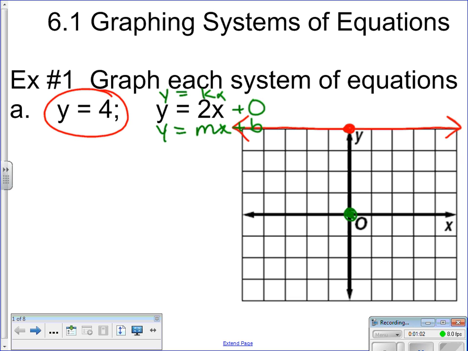Now the slope is in front of the x. That's going to be 2 over 1. So from 0, go up 2 over 1, and then put a dot. And then you can go up and over again and put a second dot. Then connect them. These two lines intersect. The point of intersection is the solution, which is (2, 4).